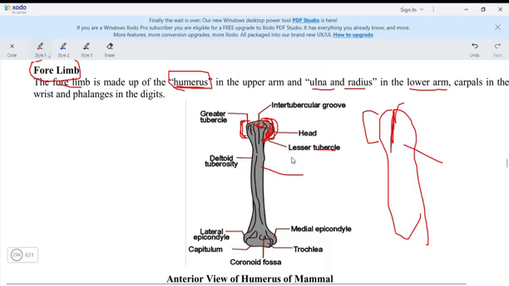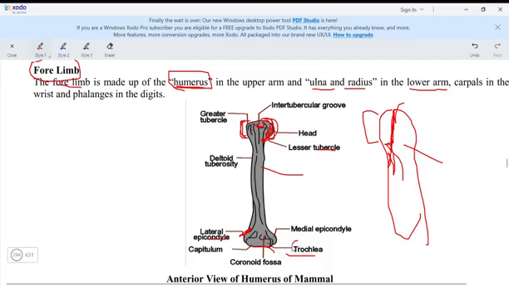Then there is what we call deltoid tuberosity, because there is a deltoid muscle here. So deltoid tuberosity. Then at the line here we have lateral epicondyle. Anything condyle: condyle is the part that is close to the trochlea. Trochlea is that part that is connected to the ulna and the radius.